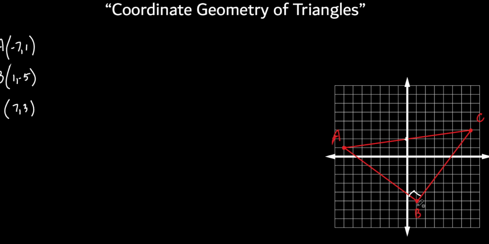So could I just count over 1, 2, 3, 4, 5, 6, 7? Can I do that? No, I can't count diagonally like that. All right, so what I'm going to have to do in order to find the length of all 3 of these sides, everybody watching? Something's going on?